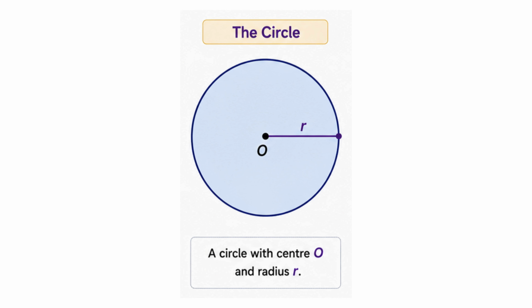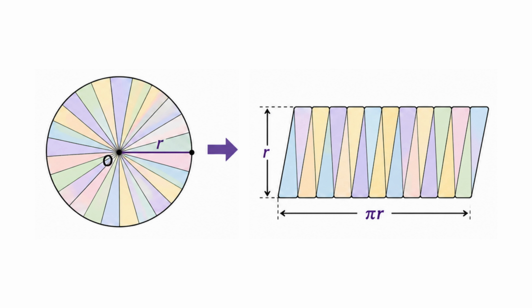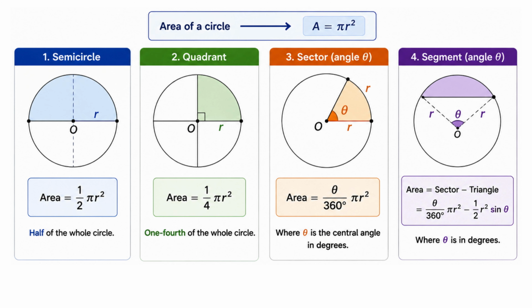Finally, we return to the circle, this time to measure the space it encloses. Imagine cutting a circle into many thin sectors and rearranging them. As the pieces become thinner, they approach a parallelogram with base pi r and height r, hence A equals pi r squared. From this foundation, symmetry gives us the areas of semicircles, quadrants, sectors, and segments.